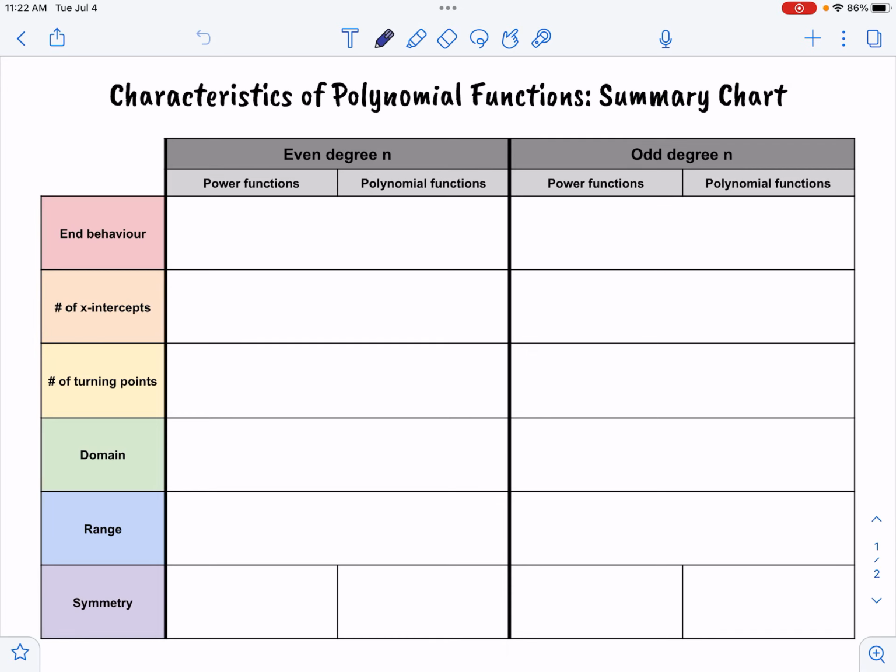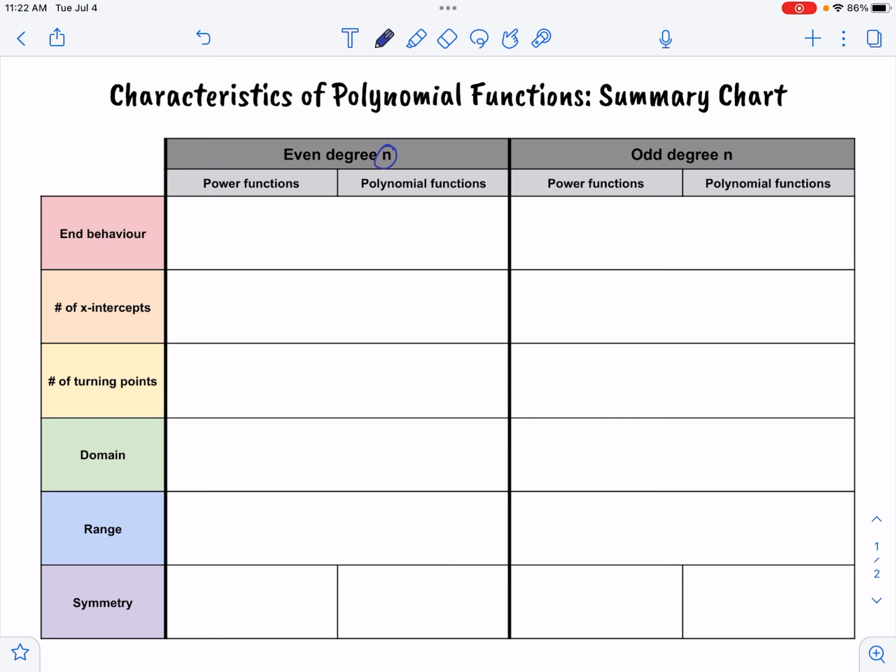This is going to be your cheat sheet for all the characteristics of various polynomial functions that you are going to be sketching. Let's start with our even degree n. I'm using n as a reference point here for the degree of our function because you could be exposed to a wide variety of degrees.